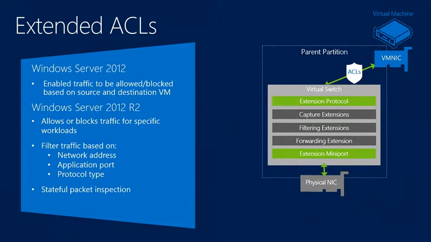With Windows Server 2012 R2, we can filter, allow, or block traffic for specific types of workloads. Okay, so if you've got a particular workload where you want to filter traffic, you can do that based on network address, application port, protocol type, and we do stateful packet inspection for that. So this is just really telling you how that's coming through, how it's flowing into the virtual NIC itself.